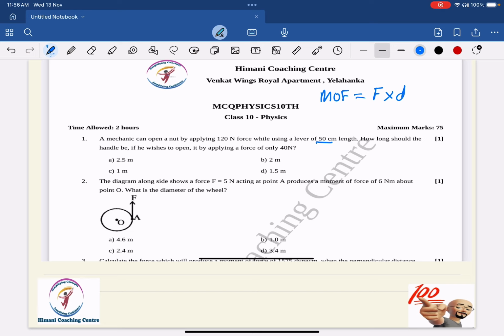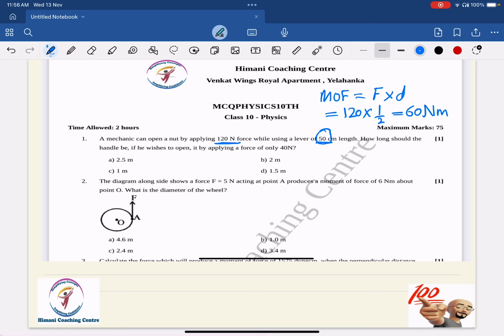So here in case 1 we are given a force of 120 Newton. So let us find moment of force. So that would be 120 times the length, which is given as 50 centimeter. We can divide it by 100. So 50 by 100 is 1 by 2. So we will get 60 Newton meter as the moment of force required.